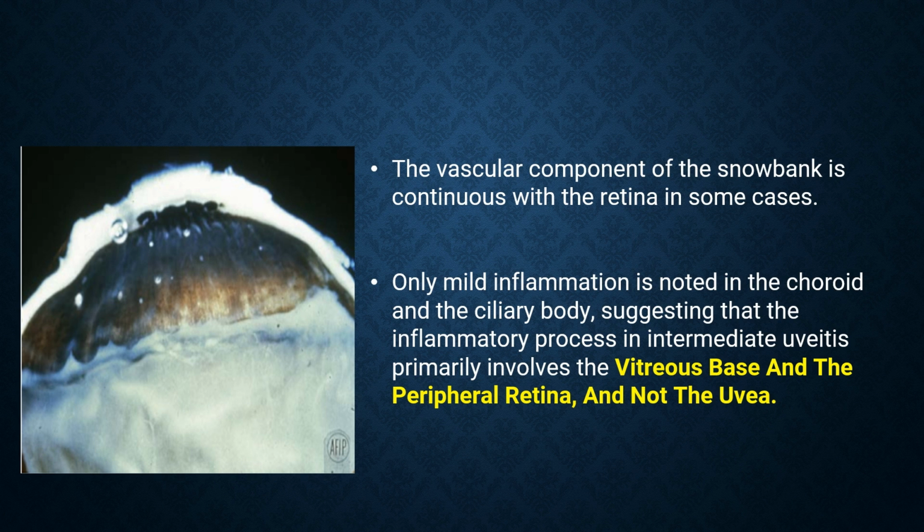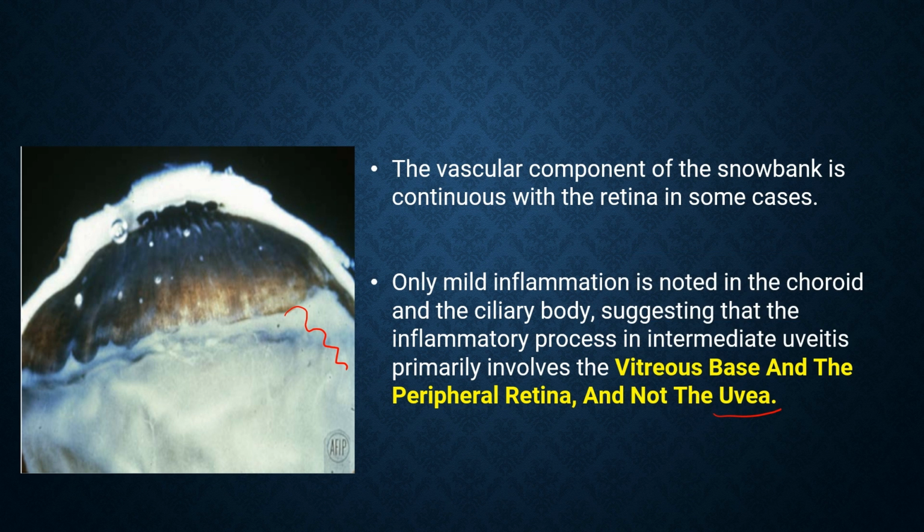Now, we have seen that the snow banks have a vascular component as well, and the vascular component of the snow bank in the enucleated eyes actually looked to be continuous with the retina in those cases. Okay, and moreover, only mild inflammation was noted in the choroid and the ciliary body, and that suggested that the inflammatory process in intermediate uveitis primarily involves the vitreous base and the peripheral retina, and not just the uvea.